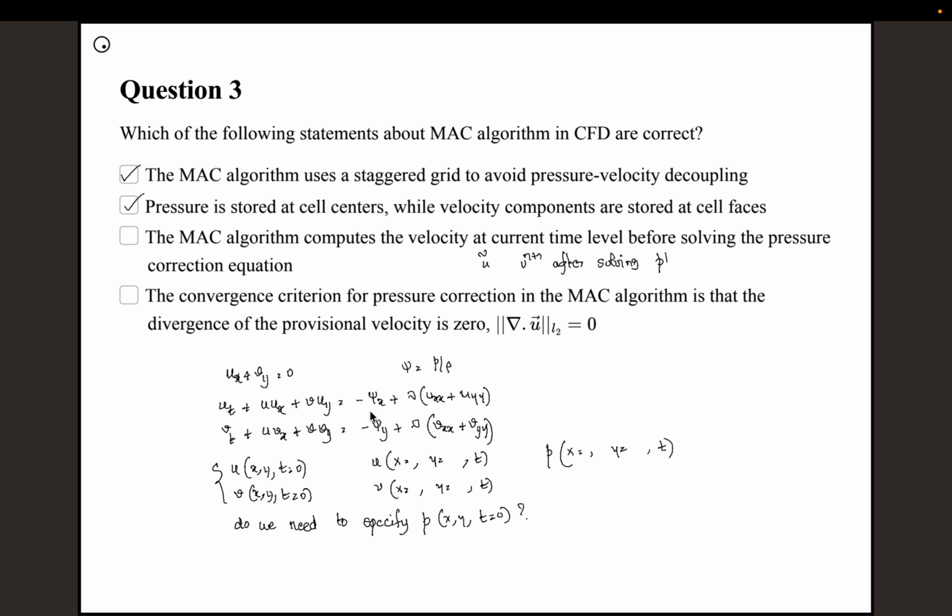The convergence criterion for pressure correction in the MAC algorithm is that the divergence of the provisional velocity is 0. This is what I was saying. We solve the pressure correction equation such that for the provisional velocity it will be 0. Ideally, it's not exactly 0. We'll put some tolerance and say that it is less than whatever tolerance we have specified, say 10^-3 or 10^-2. As long as it is within that tolerance, we'll stop the pressure correction equation.